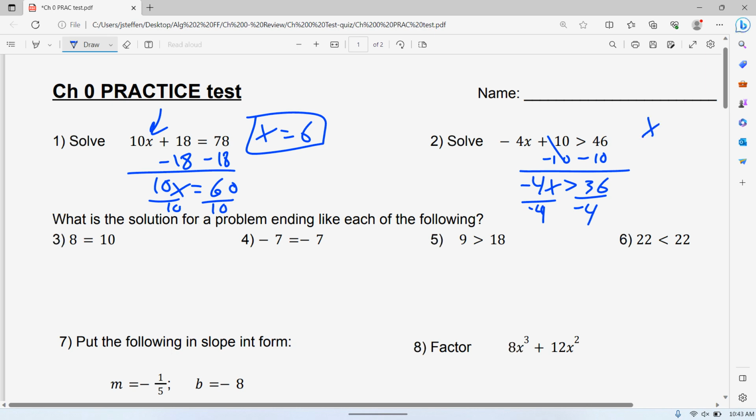You end up getting x. 36 divided by negative 4 is negative 9. But remember, when you divide by a negative, you have to flip your sign. So this one actually ends up being x is less than negative 9.